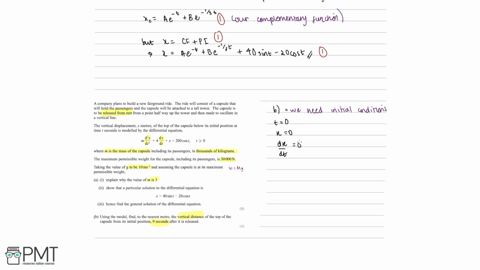Because x is the displacement, and if you differentiate displacement, you'll get the velocity of the capsule, and the velocity at the beginning is 0 because the capsule is released from rest. Well, we know once again that our general equation is x is equal to a multiplied by e to the power minus t plus b times e to the power minus a third t plus 40 sin t minus 20 cos t. And once again, our initial conditions are at t is equal to 0, x is equal to 0, and dx by dt is equal to 0.